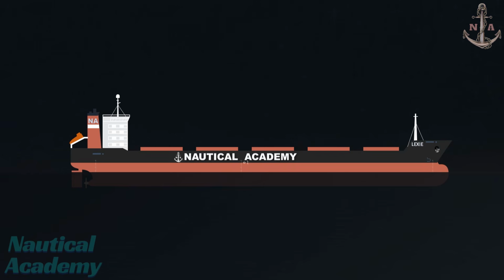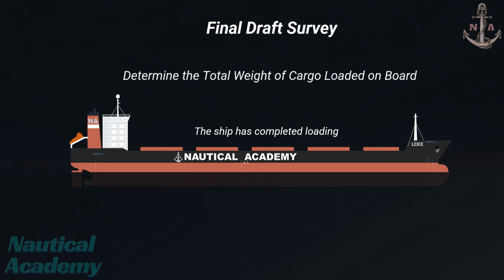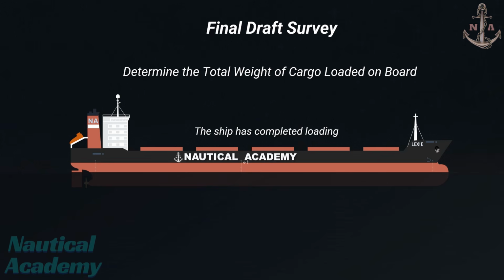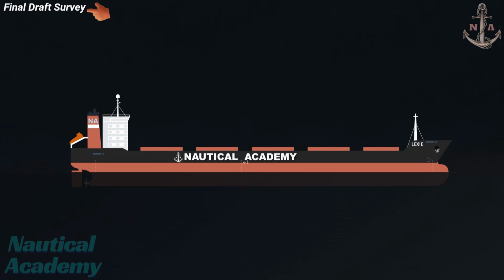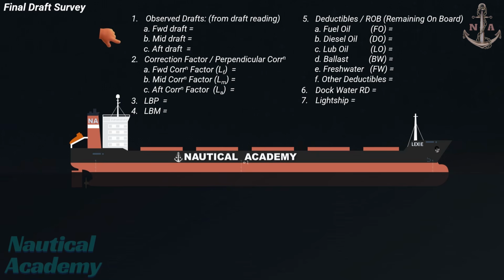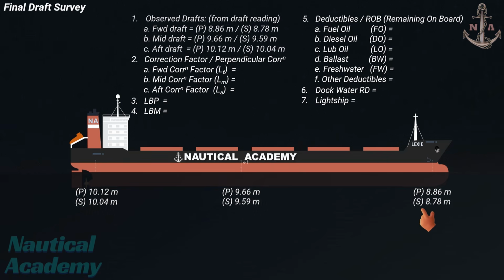In this scenario, the ship has completed loading, so we will conduct a final draft survey to determine the total weight of cargo loaded on board. To begin, we first need to gather the essential data, starting with the observed drafts obtained through draft readings. Let's assume that these are the ship's drafts: forward, midships, and aft, both port and starboard sides.